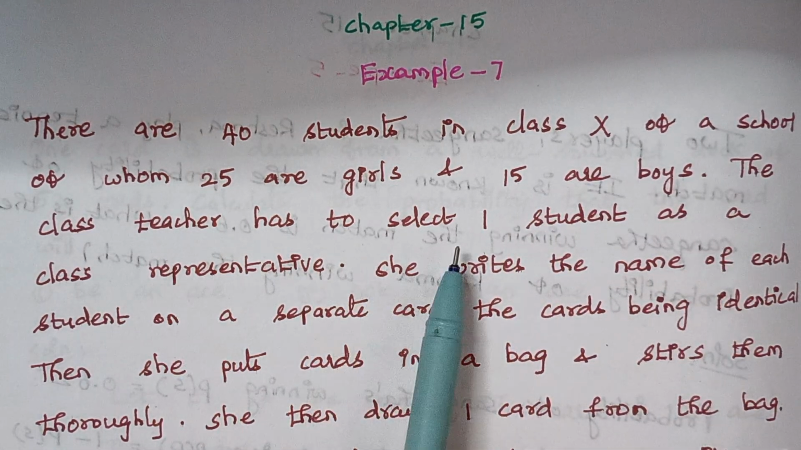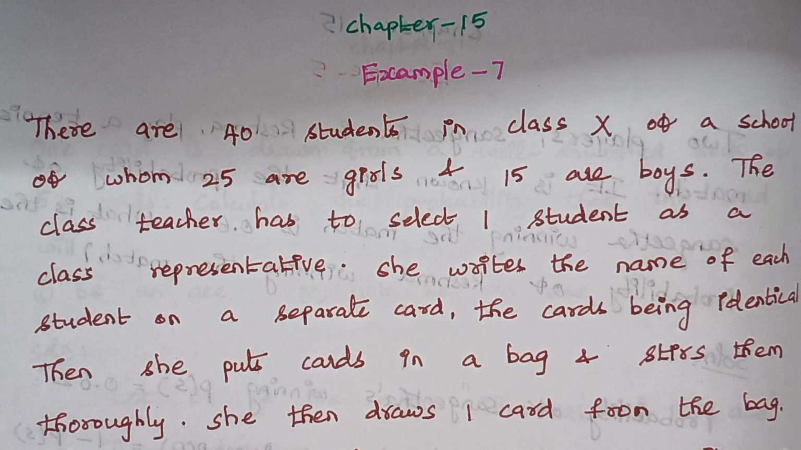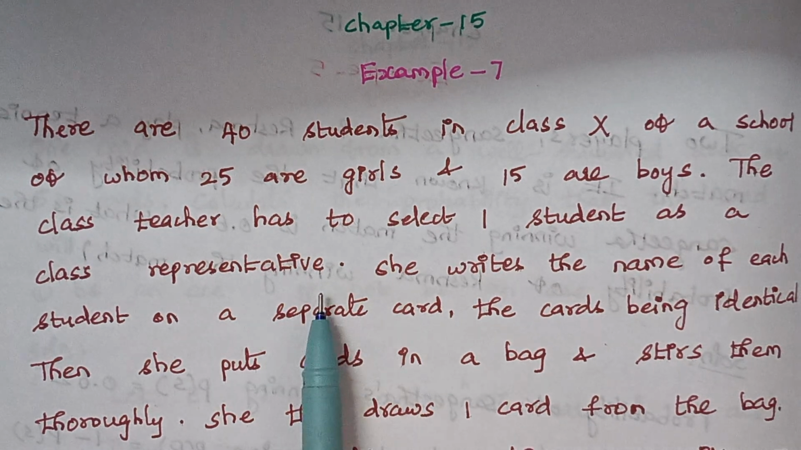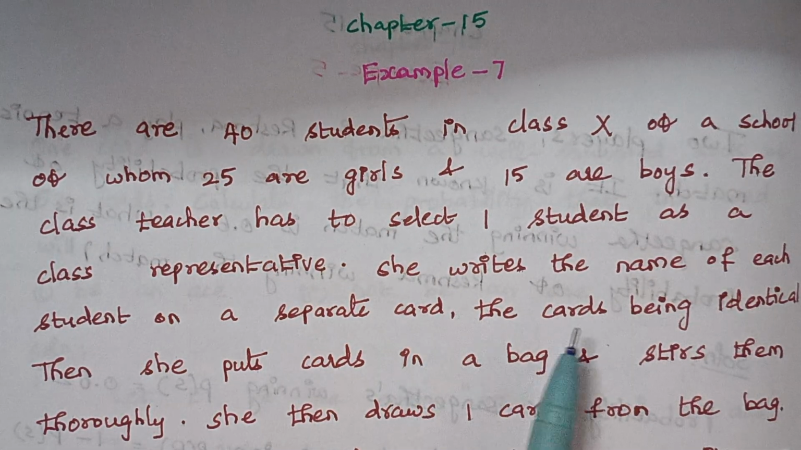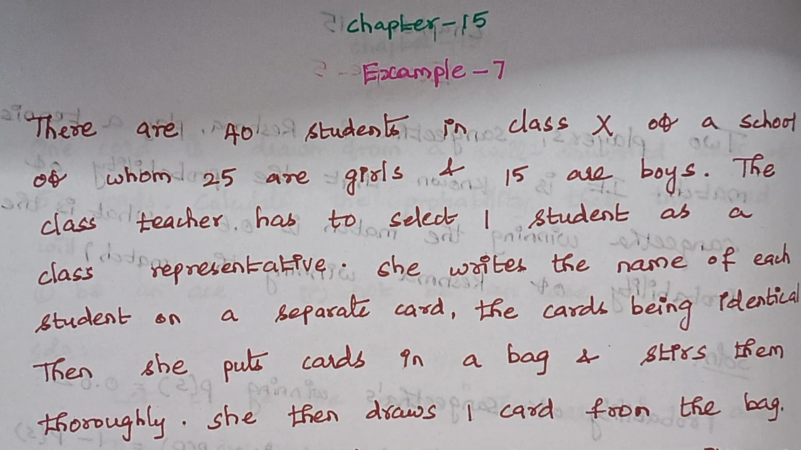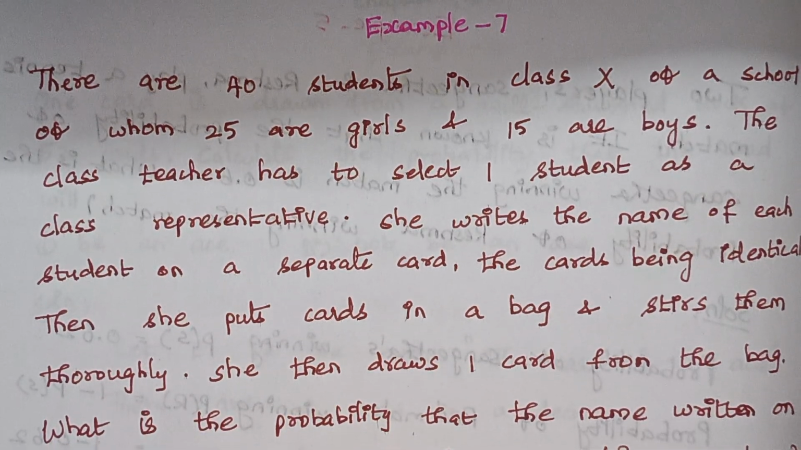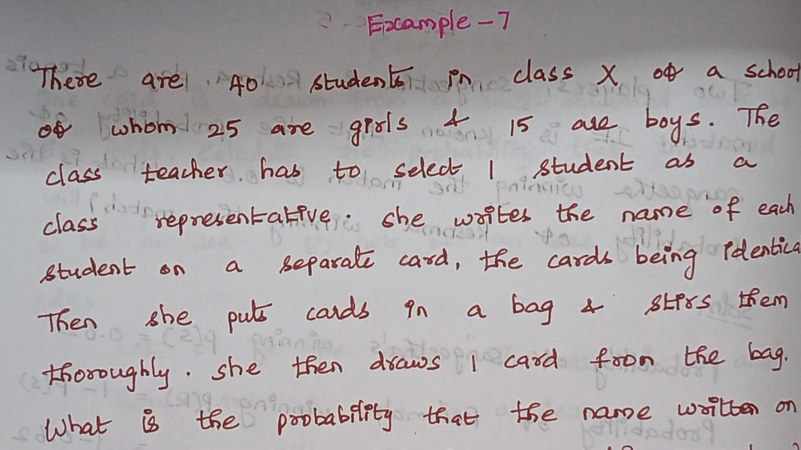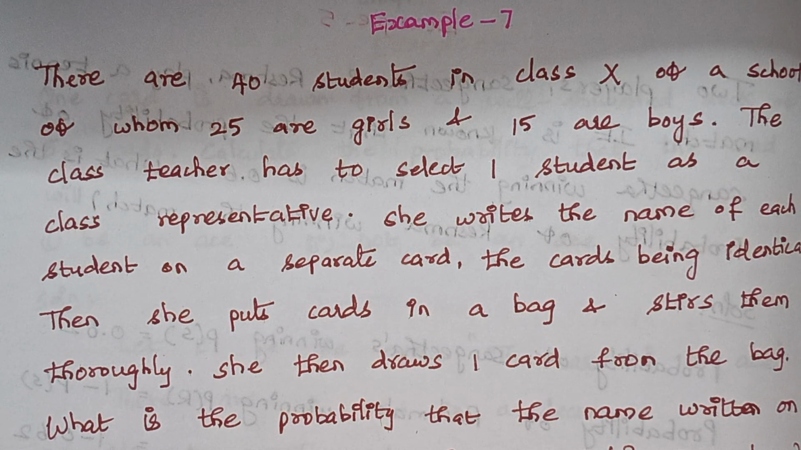The class teacher has to select one student as a class representative. So this is a normal case. We will be having only one person as a class representative. She writes the name of each student on a separate card, the cards being identical. Then she puts the cards in a bag and stirs them thoroughly. So here, what does the teacher do? The teacher writes all the names on separate cards, puts all those cards in a bag, and stirs thoroughly. Then she draws one card from the bag. Now she is taking one card from the bag.